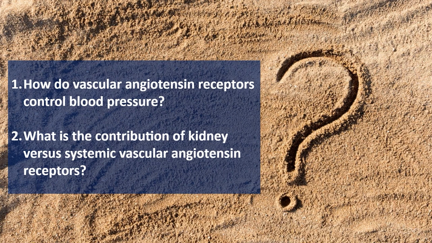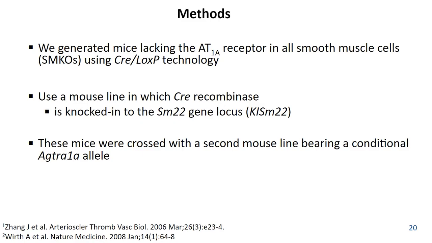So the two clinical questions that I wanted to answer were, one, how do vascular angiotensin receptors control blood pressure? And two, what is the contribution of the kidney versus systemic vascular angiotensin receptor regulation? In order to answer these questions, we used mouse knockout technology using Cre-LoxP, and we had several different conditional knockouts.